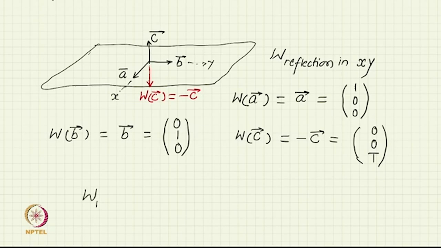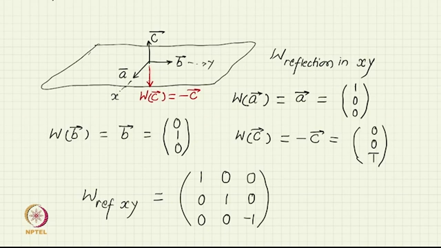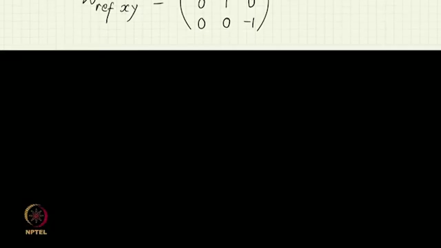So, reflection, W representing the reflection in xy plane will become transformed A, which is 1, 0, 0, transformed B, which is 0, 1, 0, and transformed C, which is 0, 0, minus 1. So this completely represents the reflection of any general vector, and you can see if you multiply it with any general vector x, y, z, what will it give you?